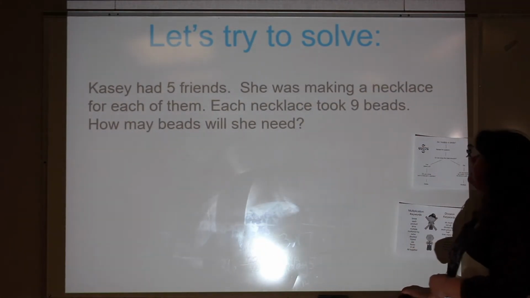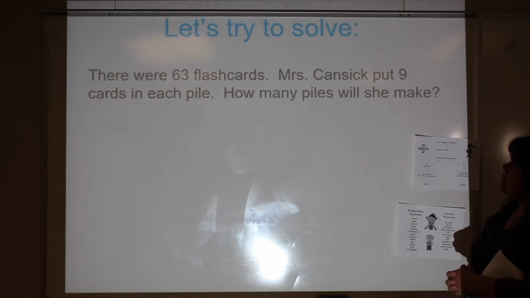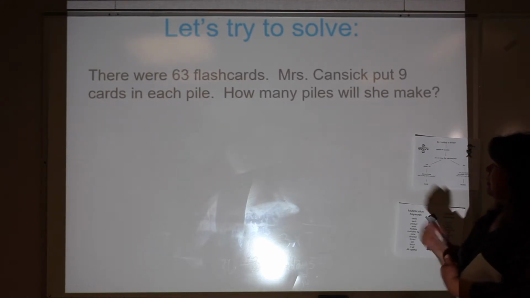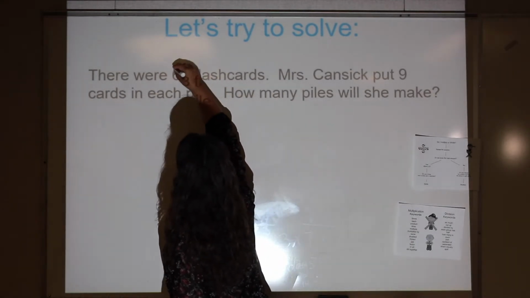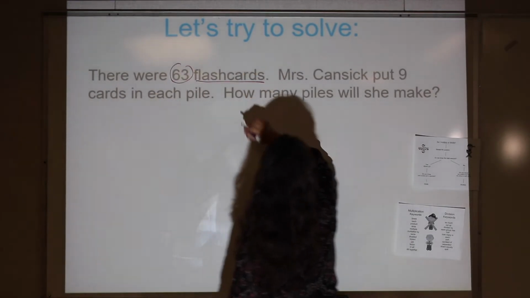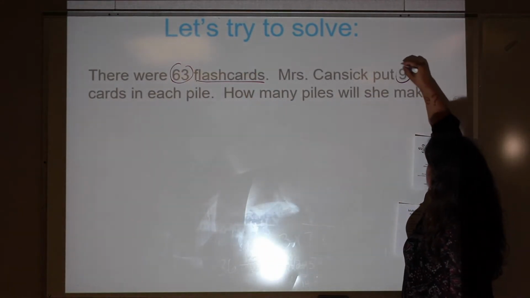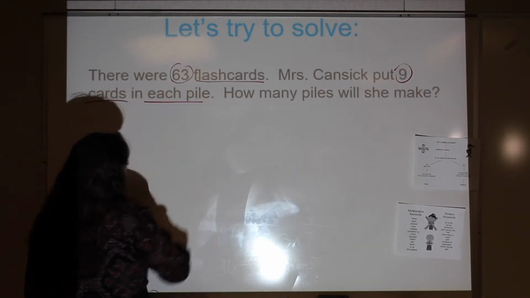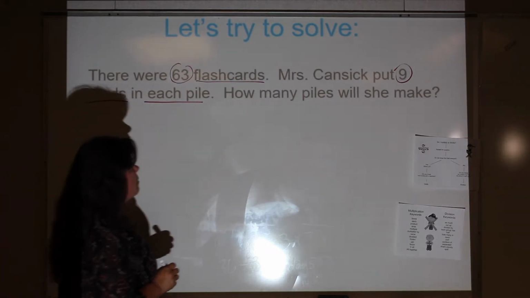Let's try another. There were 63 flashcards. Miss Canstick put 9 cards in each pile. How many piles will she make? So here I've got 63 flashcards. She has 9 cards. I've got this word in each pile. How many piles will she make?